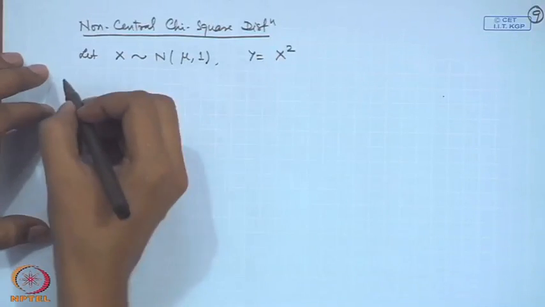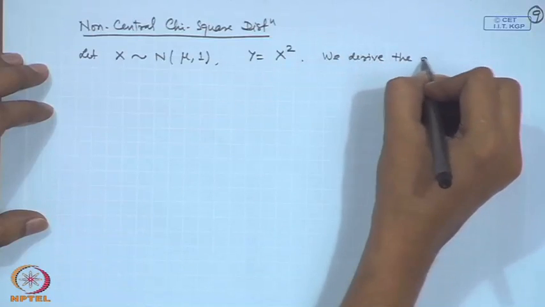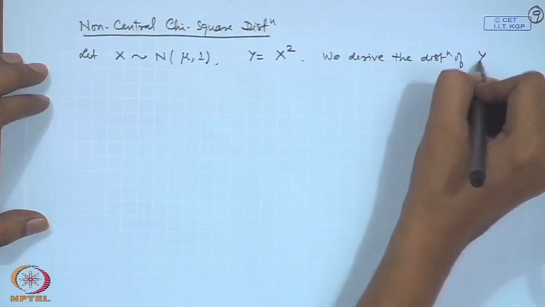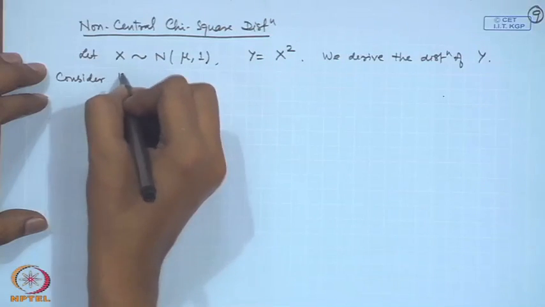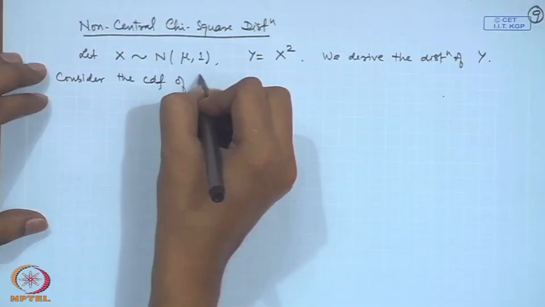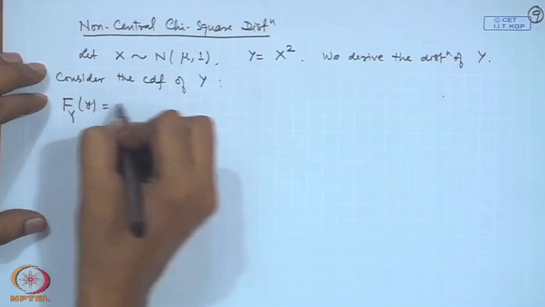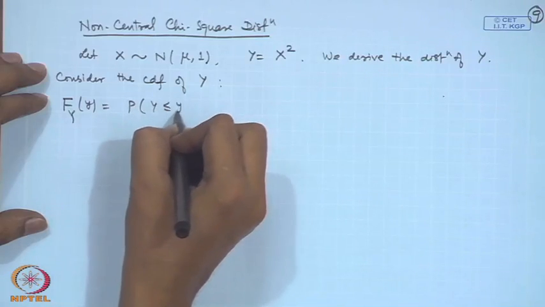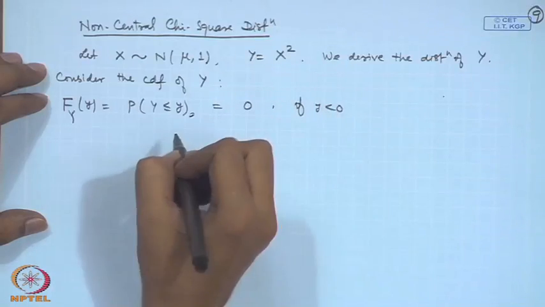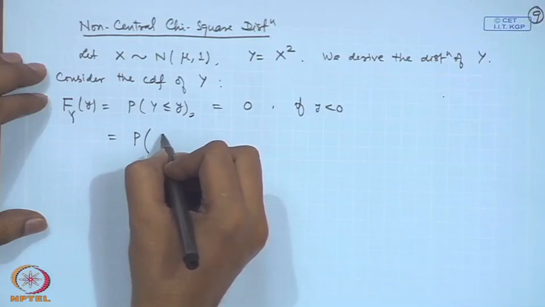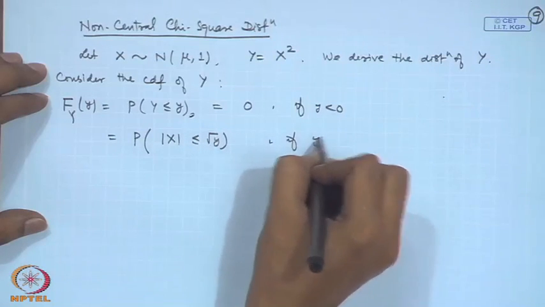To derive the distribution, we can consider the CDF of y. So, naturally this is going to be 0 if y is less than 0. So, this is equal to probability of modulus x less than or equal to root y if y is positive.